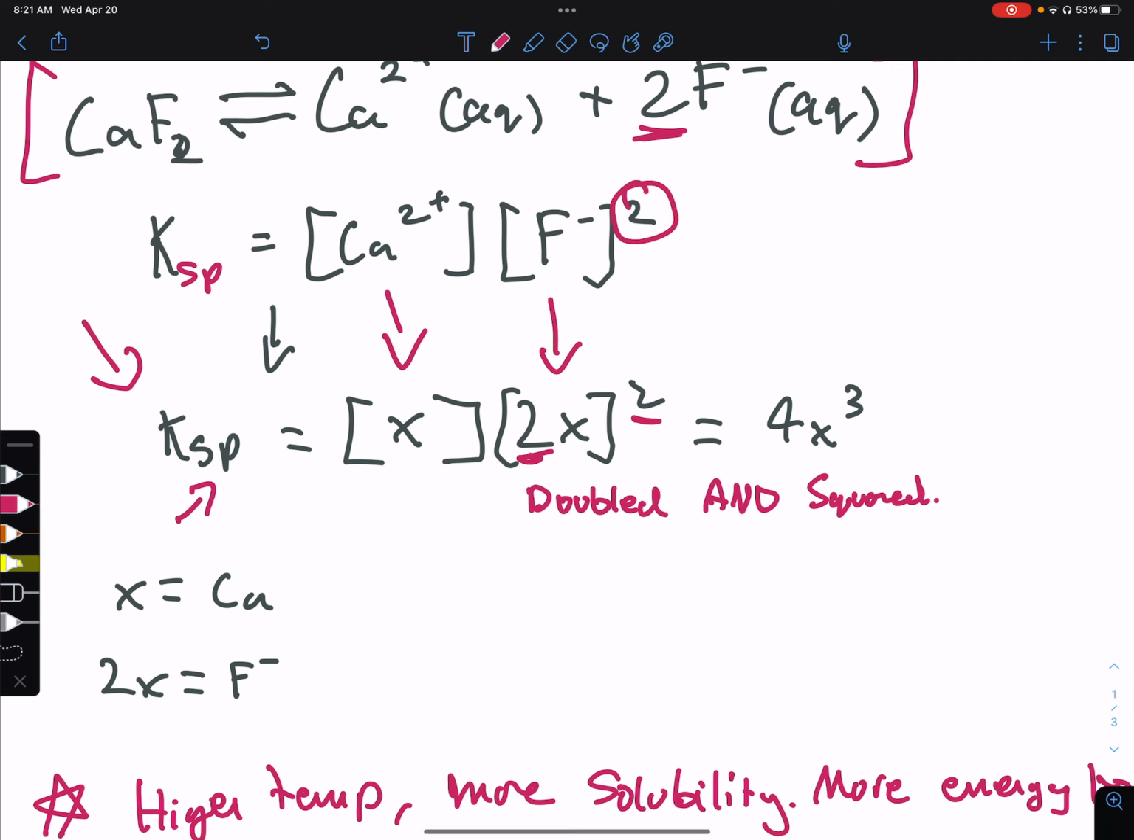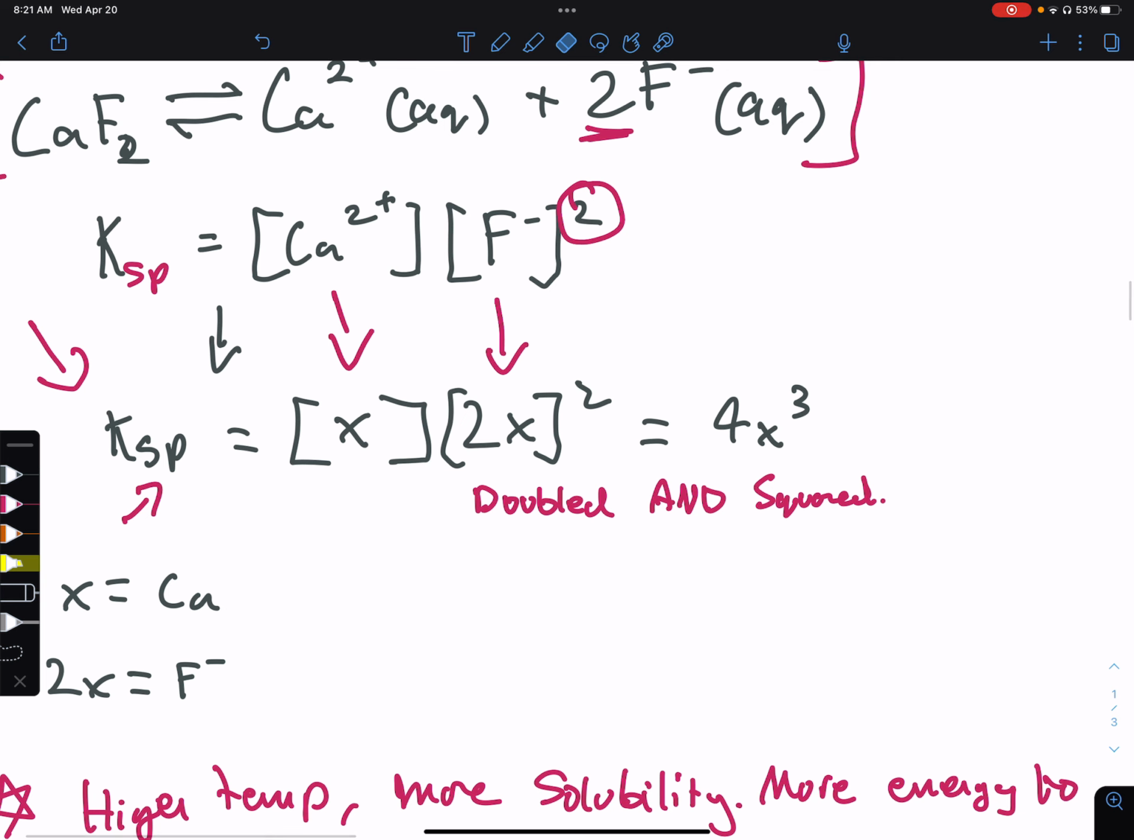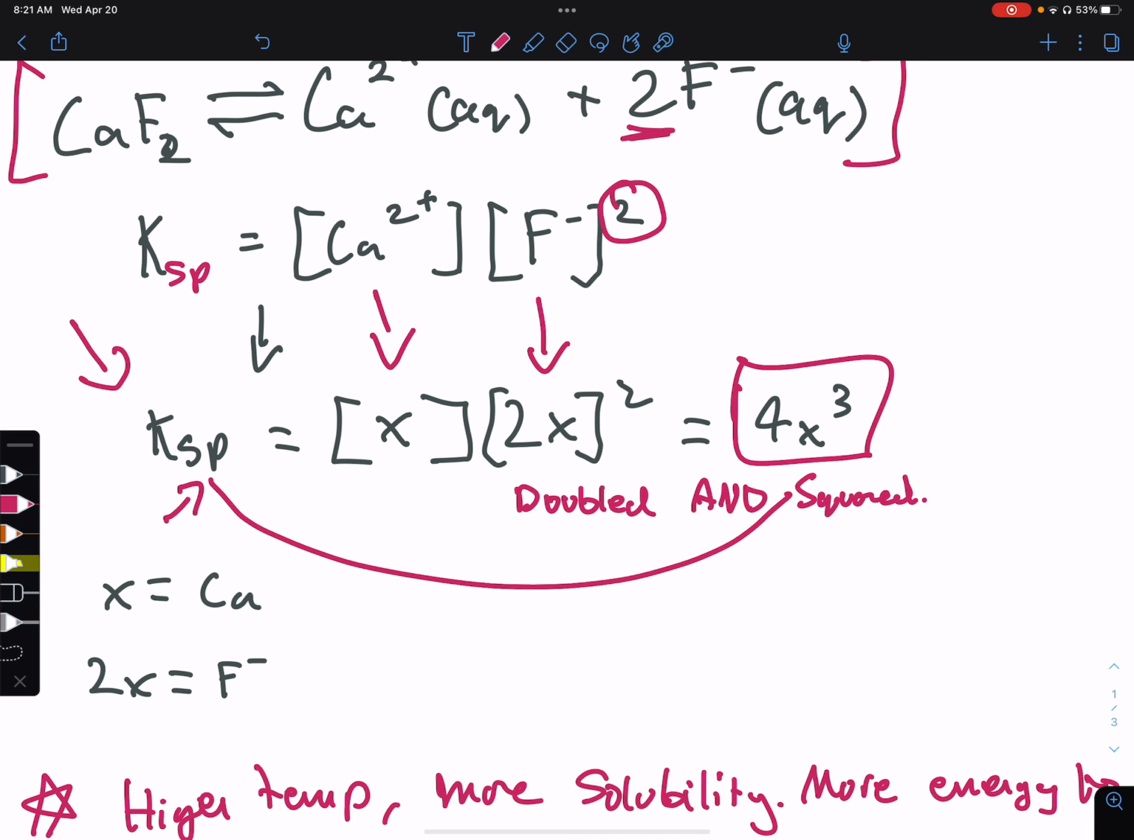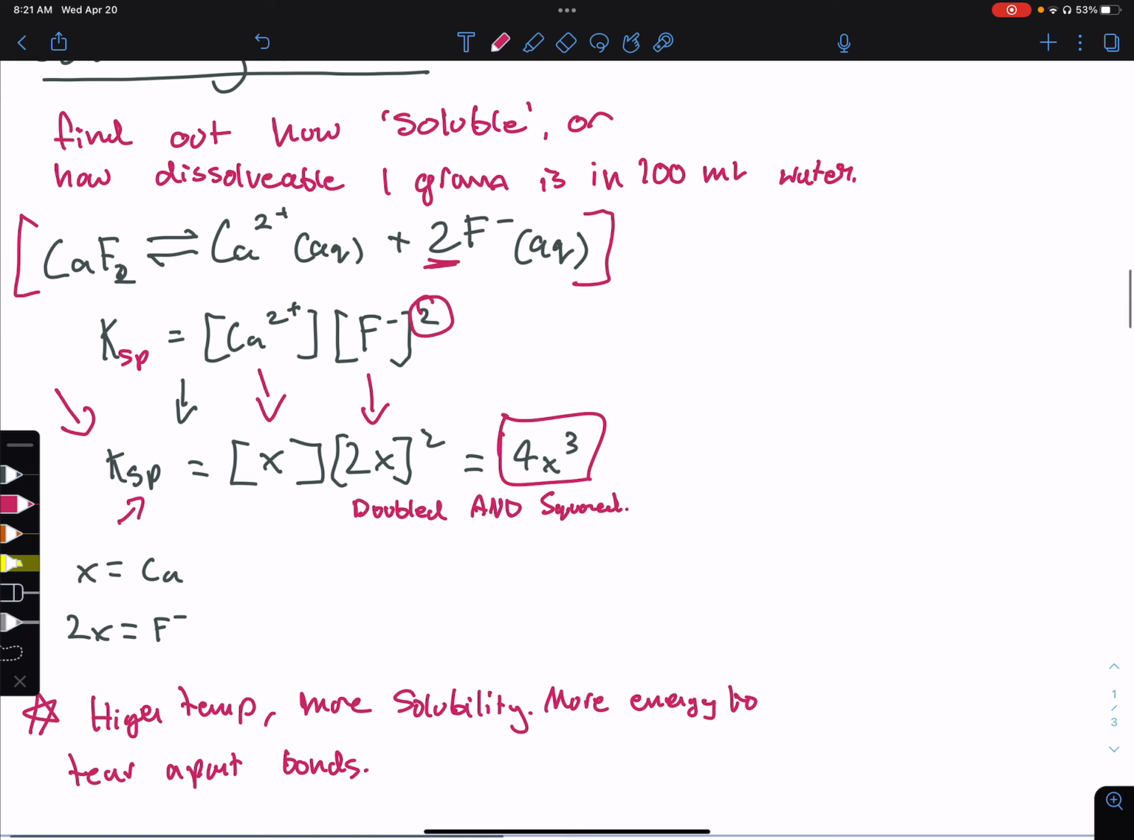This 2 here is represented twice. It's literally coming up 2 times, so that's something to be careful of. And then this becomes 4x cubed. So then you can solve: this is equal to 4x cubed, and then you get your x value.